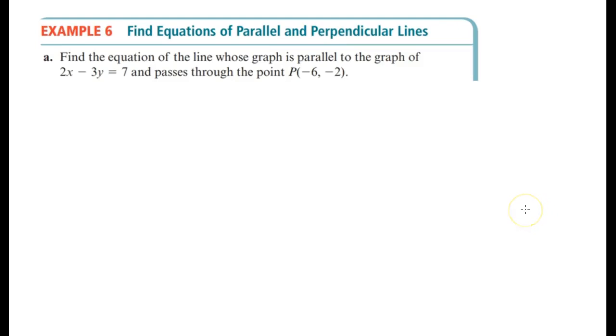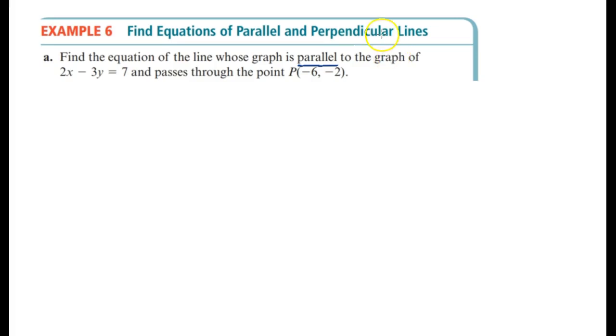All right, so we're looking at example 6a, and we want to determine the equation of the line whose graph is parallel to the graph of 2x minus 3y equals 7, and it passes through the point (-6, -2). So parallel. Keep in mind that a parallel line is a line that has the same slope.